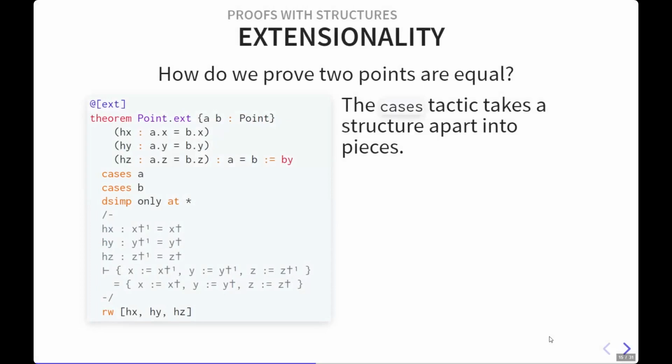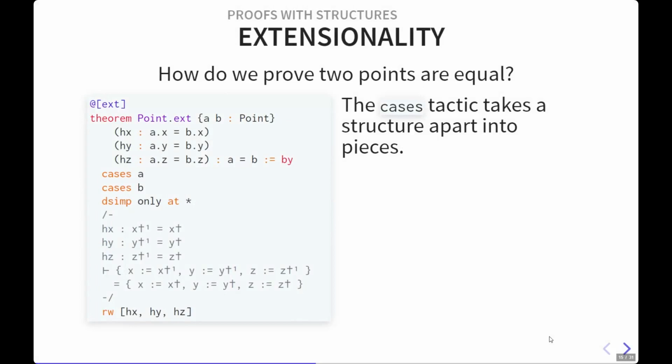Possibly a more interesting case of proving things with structures is when you want to prove 2 structures are equal. So an obvious way to prove that 2 points are equal is to prove that all their coordinates are equal. This isn't immediately obvious to Lean, though. And so to do this, what you need is the cases tactic. So where we saw that cases can split apart conjunctions and existentials and things, it can also be used to split apart data. So here, cases is splitting A into its x, y, and z coordinates.